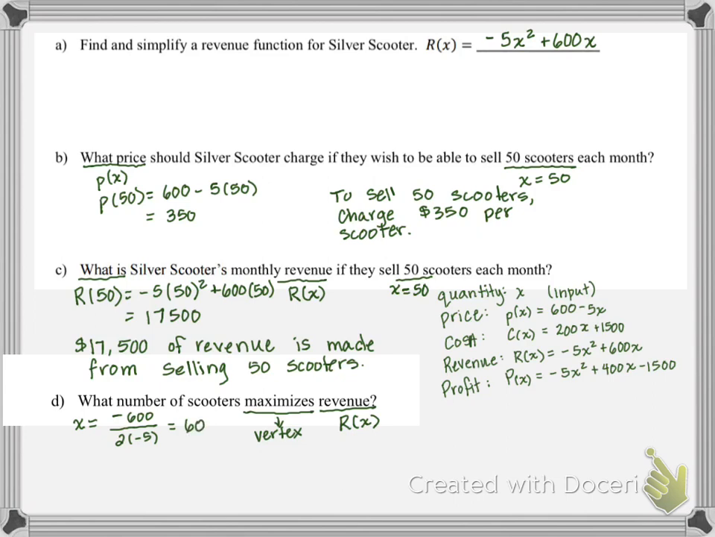Again, remember to keep that x equals, because you want to be really aware of what you're actually finding. So here we found an x value, so that's a quantity, which is the number of scooters, which happens to be what we want here. So even if I didn't know that, I'd probably get it right.